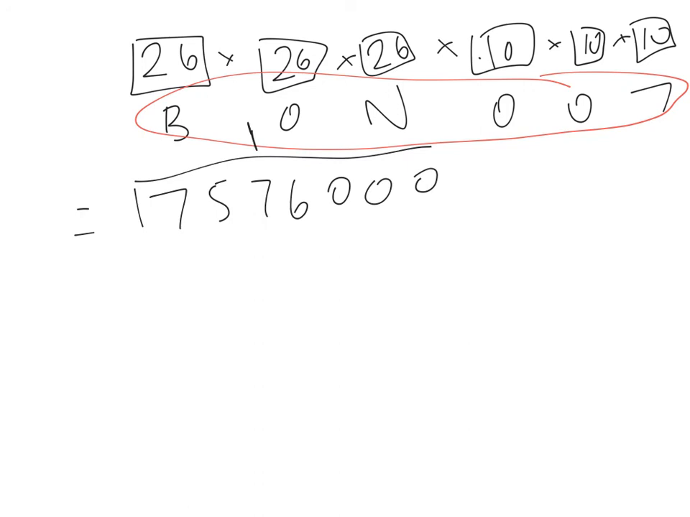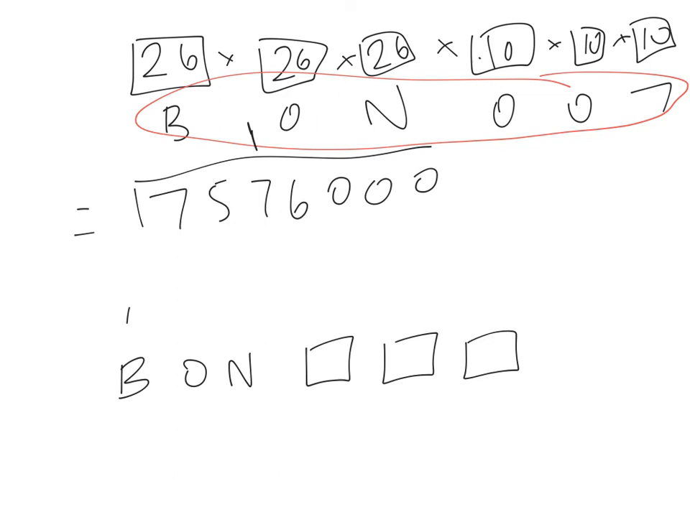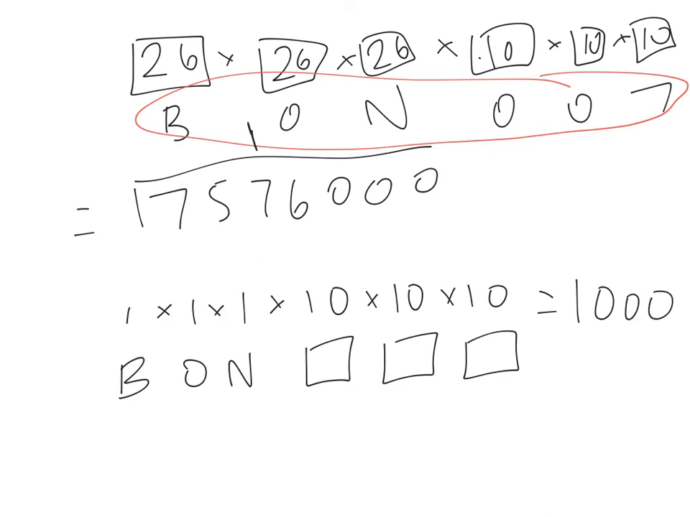But let's say we don't want BOND 007. We just want to start with BOND, and then we don't care what the number is. How many number plates can we do with that? So these are fixed. I have to have a B, an O, an N. But how many choices have I got for the numbers? 10, 10, 10. So if I want BOND and then some numbers, it's just 10 times 10 times 10, which is 1,000. So there are 1,000 possibilities that way.